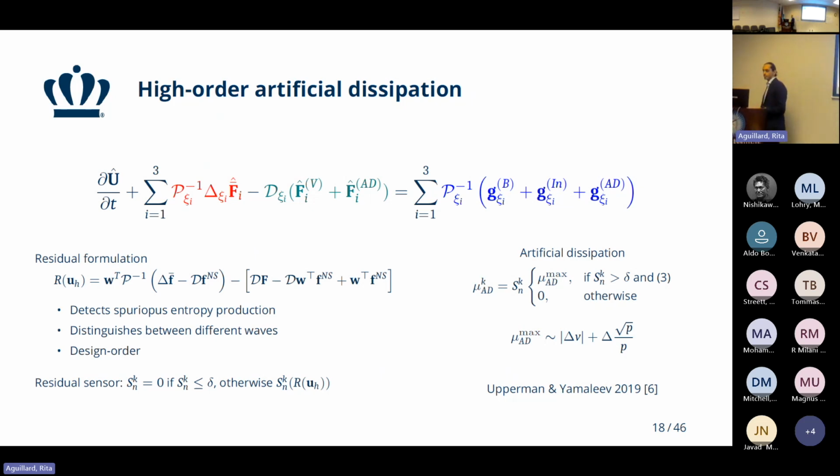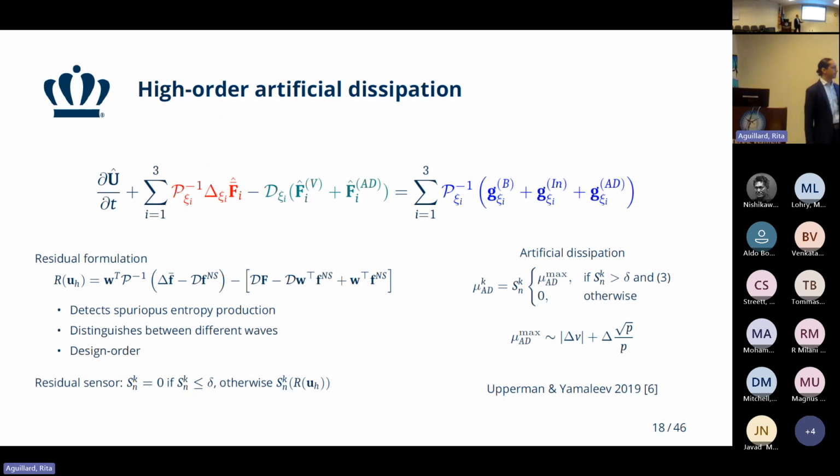And what's interesting about this residual formulation is that it detects spurious entropy production. So it does not just check if your solution is sharp or not in a certain area. It just checks if you have spurious entropy production, and that's why it's able to distinguish between different waves. So if it's resolved, there's no issue. If it's not resolved, you get spurious entropy production. Then that applies, and it's computed into this residual sensor, and then that gives us the artificial dissipation in those elements.